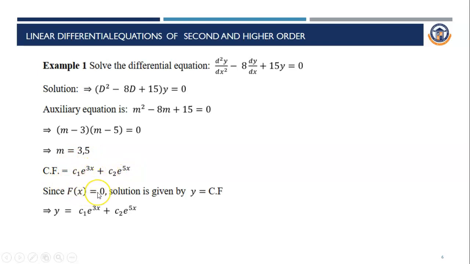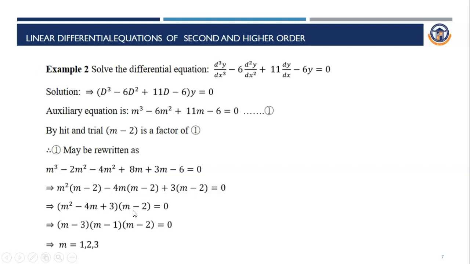Since f of x is equal to 0 on the right hand side, the solution of the given equation, that is y, is equal to the complementary function. Therefore y is equal to c1 e power 3x plus c2 e power 5x. So here the roots are real and different, which means y is equal to c1 e power m1x plus c2 e to the power m2x. Here m1 is equal to 3 and m2 is equal to 5.